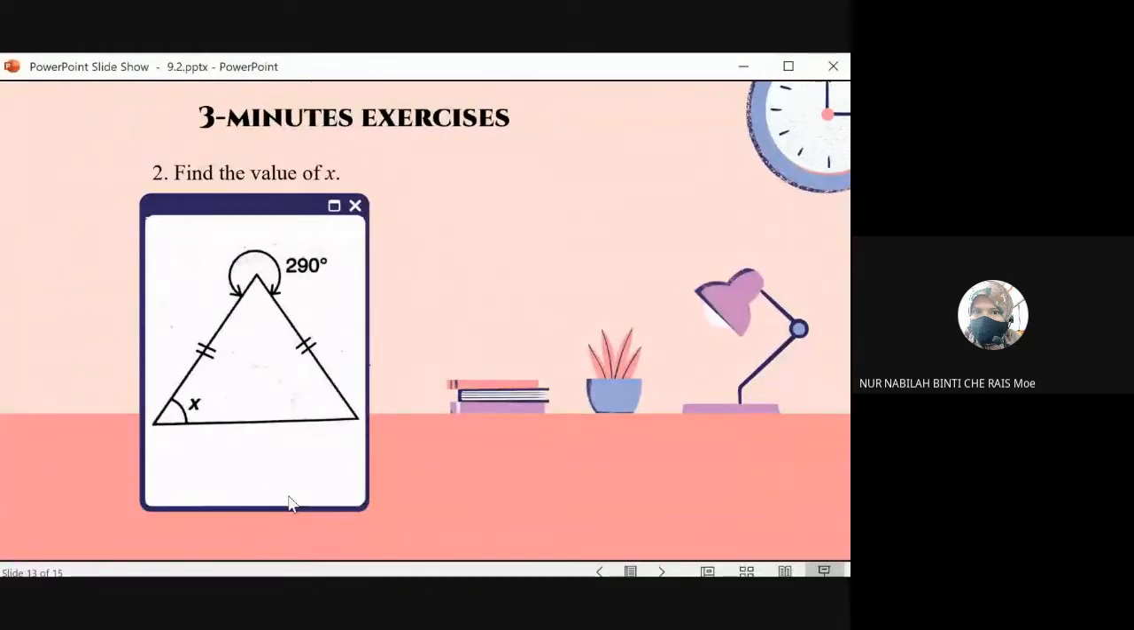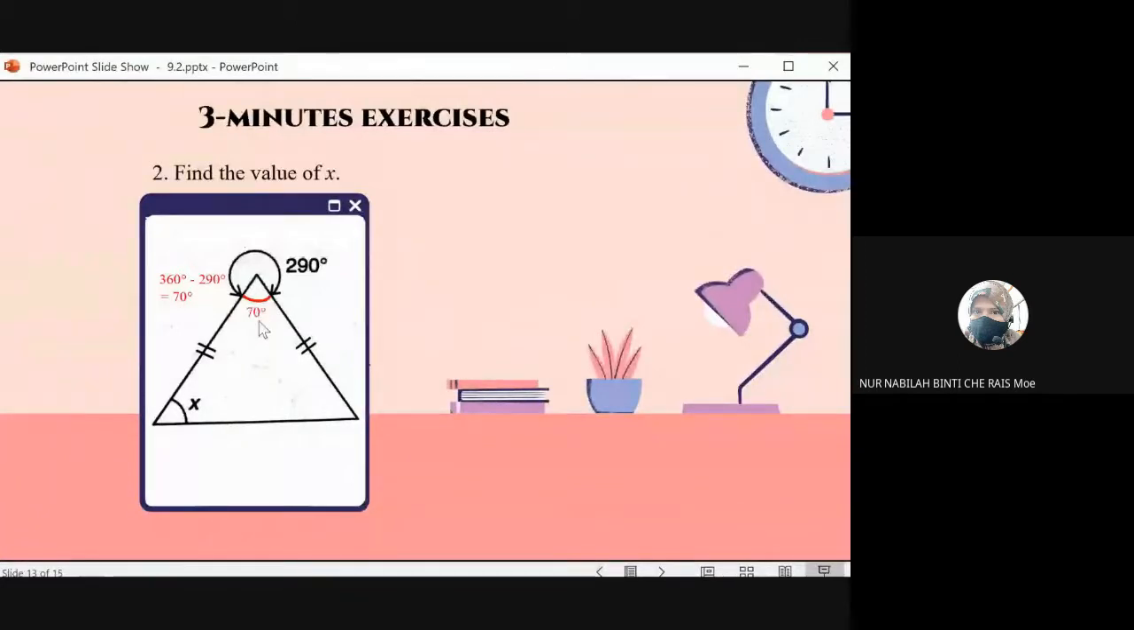Okay, so some of you already got the answer. If you look at this diagram, this is the isosceles triangle. First, the given outside angle here is 290, so we can find the inside angle. A whole turn is 360 minus the outside angle 290, so we get 70, meaning that here is equal to 70.